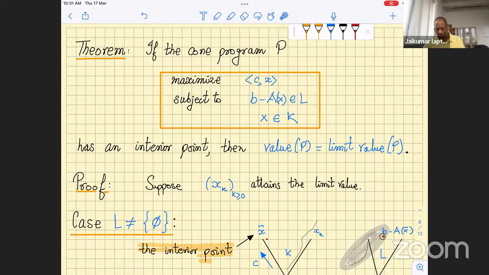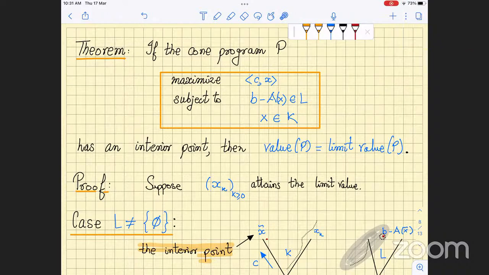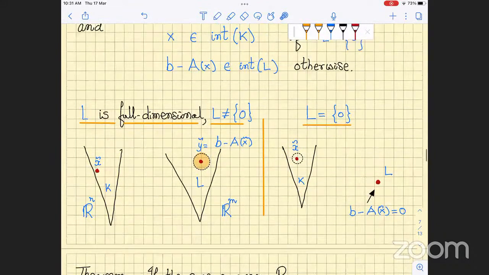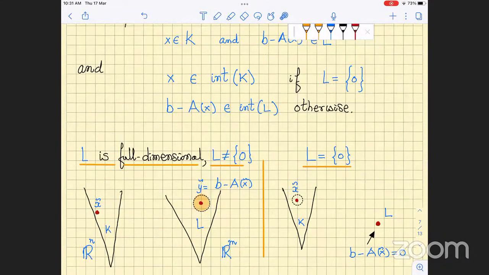Is the question clear? So Jaykumar, you were referring to the dimension of L. So L need not be full dimensional. It need not be just a single point also, right?